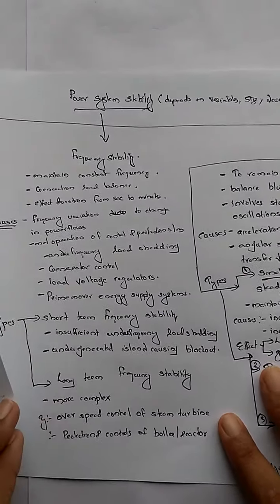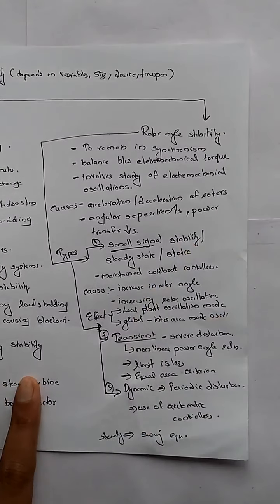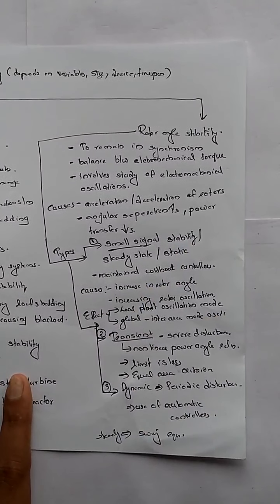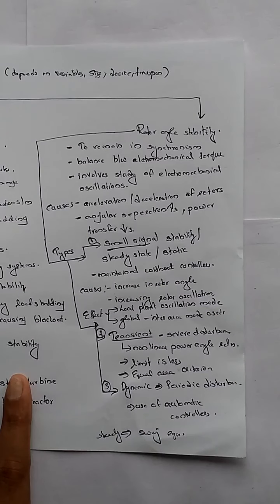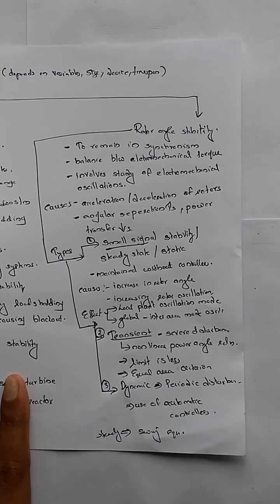And the last classification is rotor angle stability. Okay, so what does rotor angle stability mean? In all the systems, all the generators should work in synchronism, that is, they have to rotate at the synchronous speed. If they have to rotate at a constant speed, there should not be any acceleration or any deceleration. So there should be a balance between the mechanical torque and the electromagnetic torque produced.